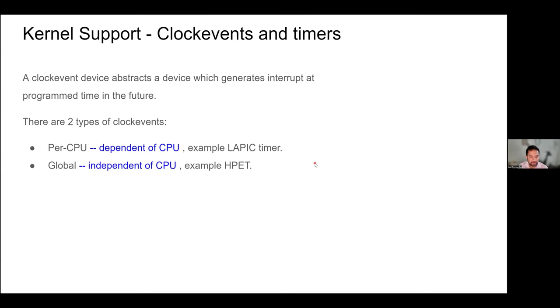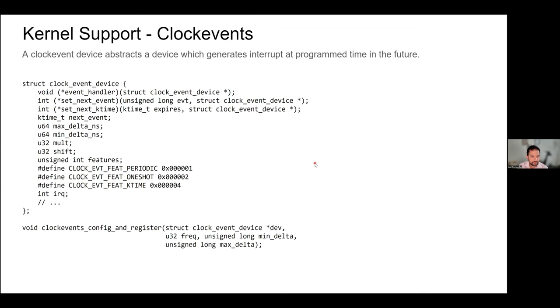In the case of the per CPU one for x86, that's called the local APIC timer. I'll go over that. And the global one is called the HPET, the high precision event timer, which is off the chip. It's external to the CPU and it's counting not only for the CPU, but peripherals and so forth. I'll go over all that a little bit.